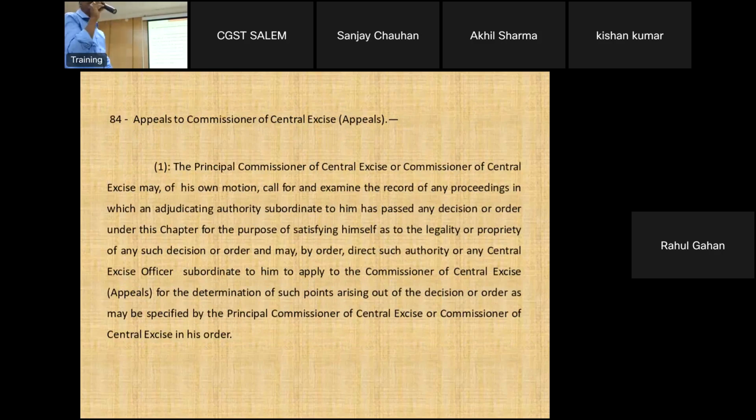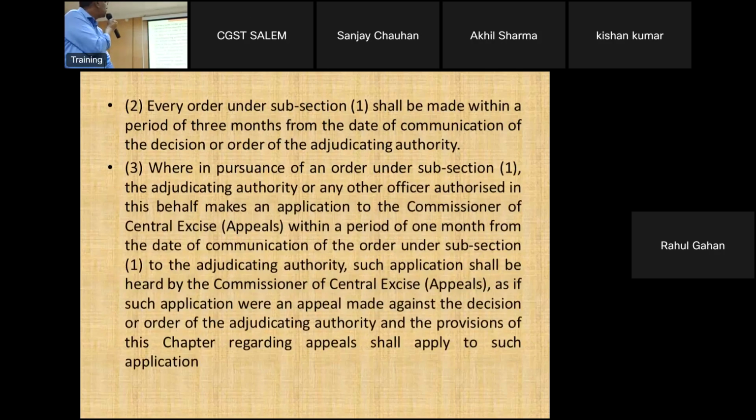The principal commissioner will do that. There is a three-month period. You have to review within three months. In the earlier law, what is the review period? Six months is the period. Here it is three months.